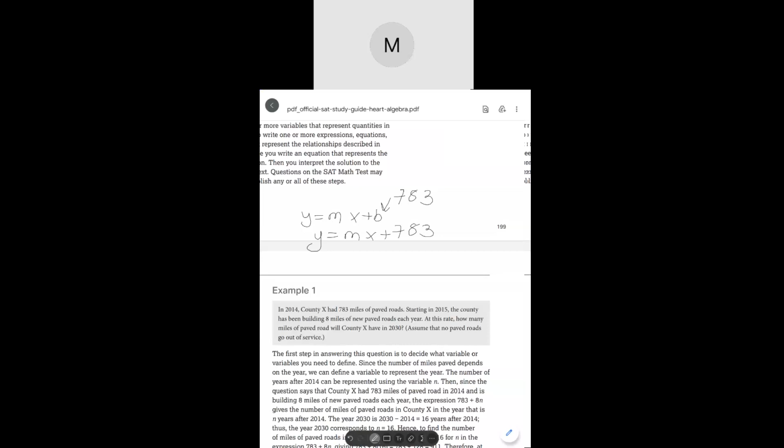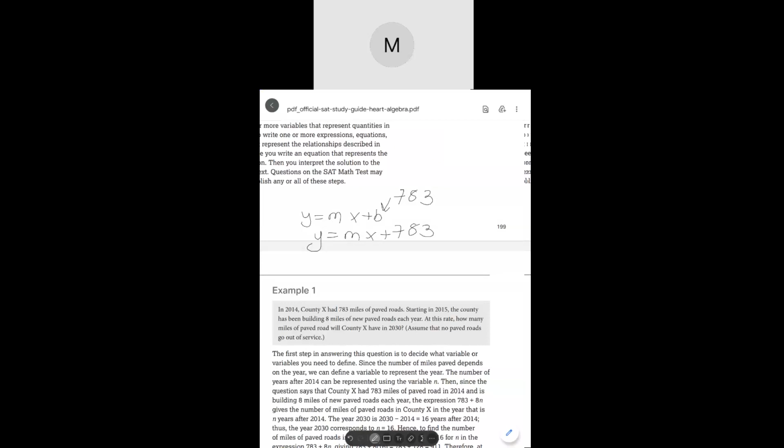Next, they're saying that starting in 2015, the county has been building 8 miles every year. So starting from 2015, we go until 2030. That's 16 years because you started in 2015, so you have to count that year, and then you have 15 more years until you reach 2030. So we're trying to get to 16 years after 2014. So in this case, we already know that our time is 16 years.